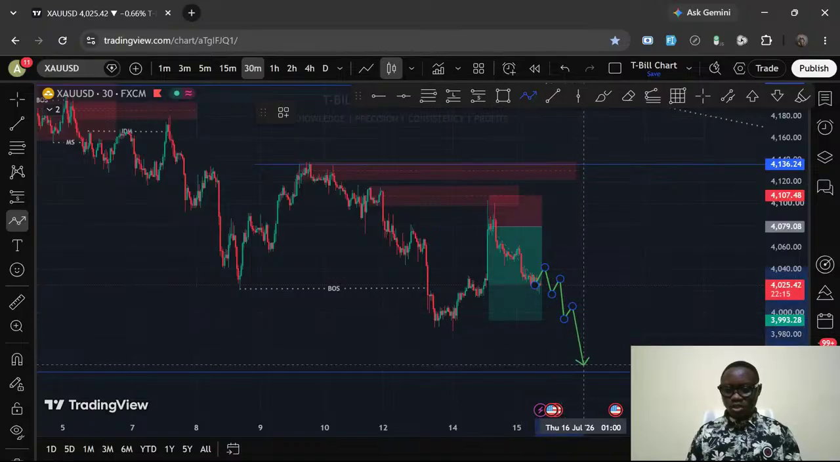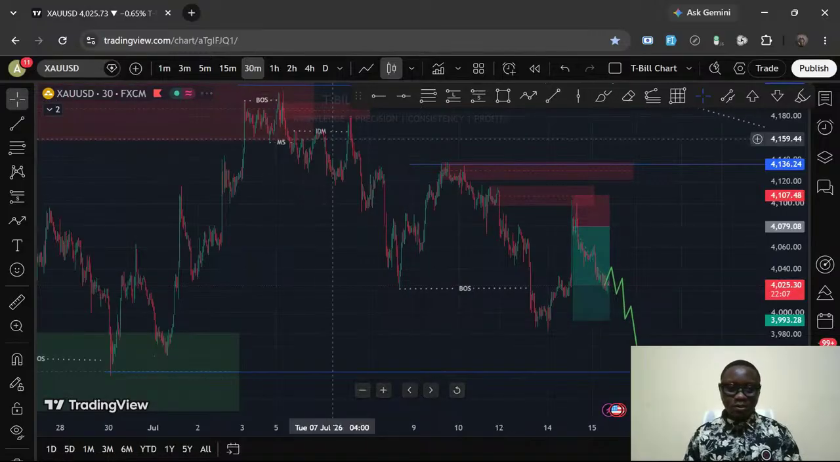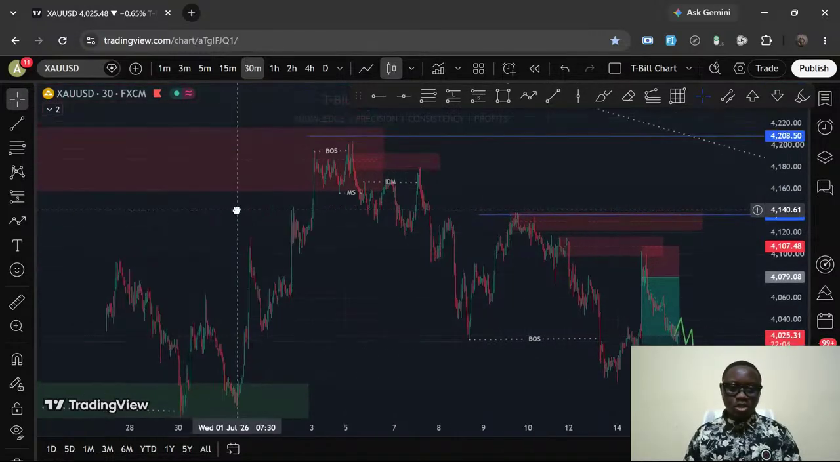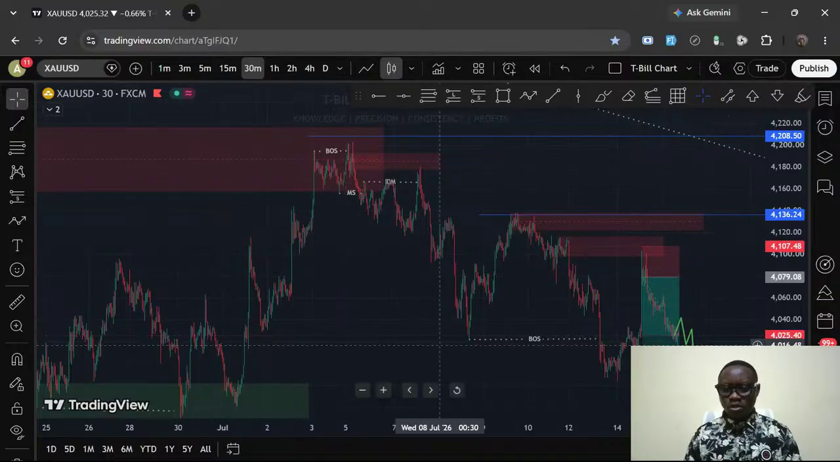Expect a reaction here. Then this is the final destination for price, unless this bearish move, which originated from this higher time frame order block zone, is invalidated.